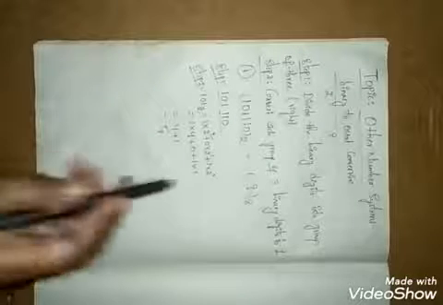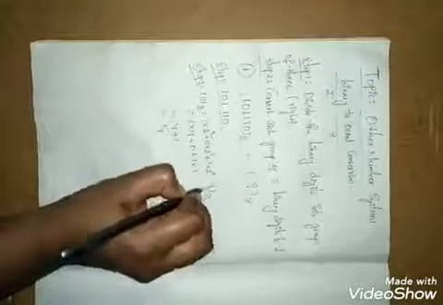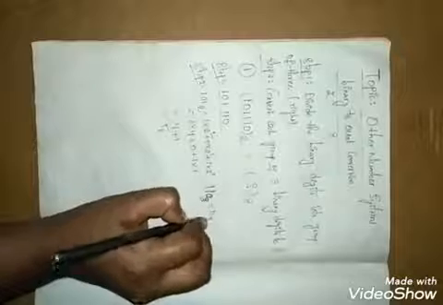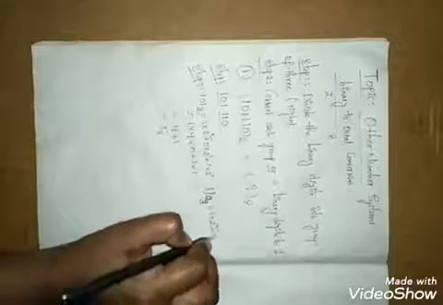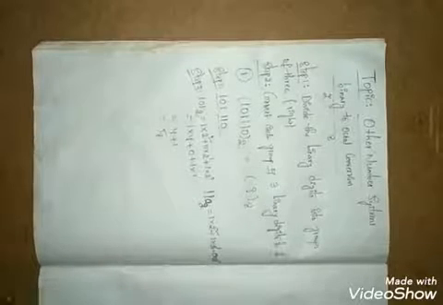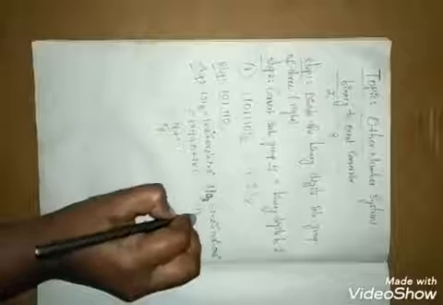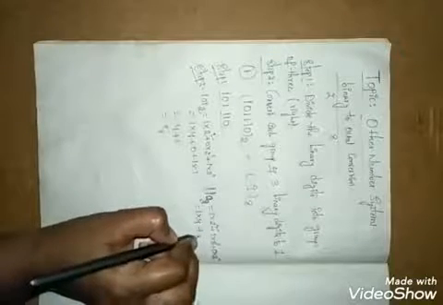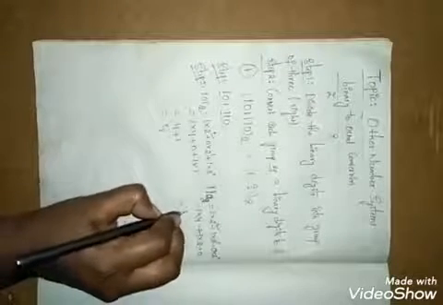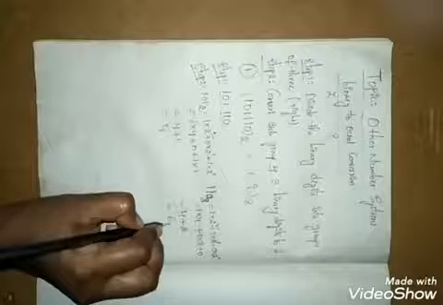And next what we have, 110 base 2. We have 110, right? 1 into 2 power 2 plus 1 into 2 power 1 plus, what we have, 0 into 2 power 0. So 1 into 4 plus 1 into 2 plus 0. 1 into 4 means here 4, 1 into 2 means here 2, plus 0 is nothing. We'll get 6. 6 base 8.